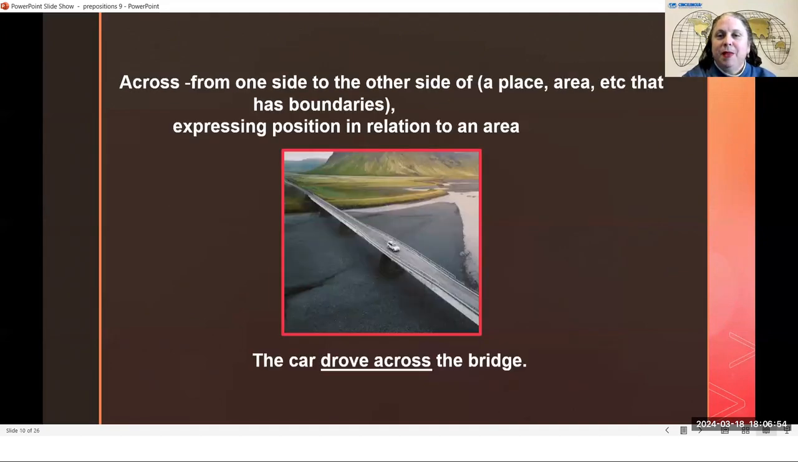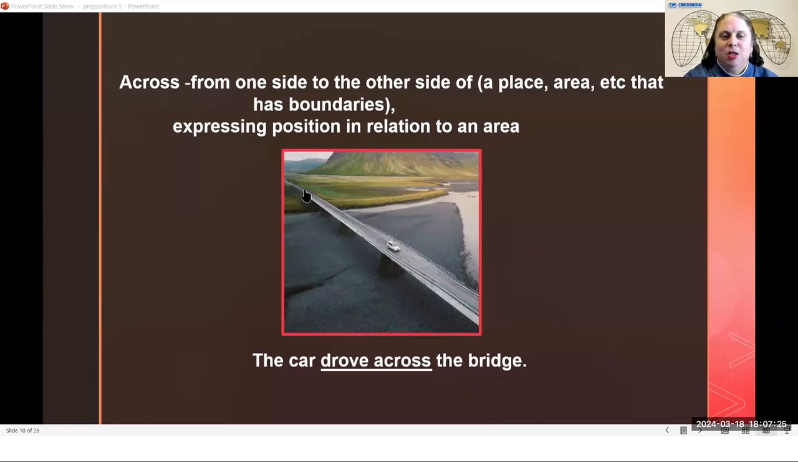Okay. Now we're moving on to the next preposition. The next preposition is across. Across can either mean going from one side to the other side of a place or an area that has boundaries. That's the first example that we're going to use, going across from one side to the other side of a place or an area.